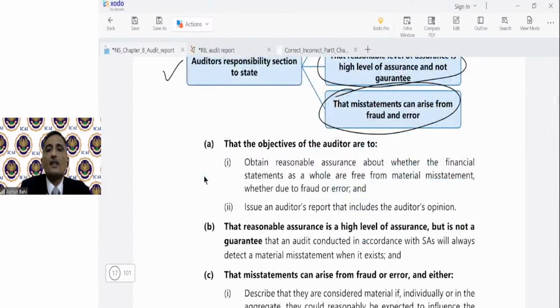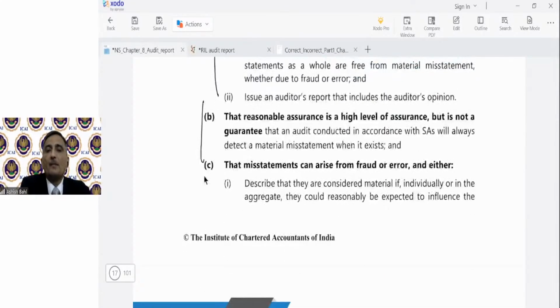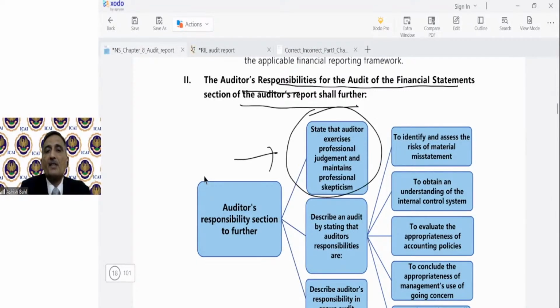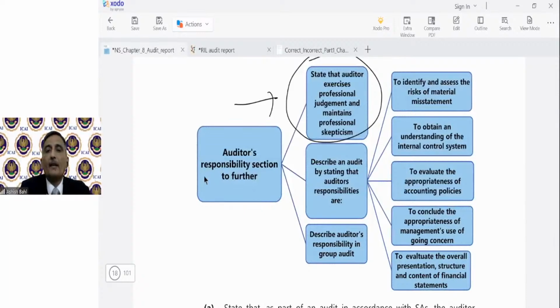So again the explanation, these are the same things which we have just seen. The objectives of auditor, reasonable assurance, misstatements can arise from fraud or error. And the second, he would also state the auditor's further responsibilities. So basic responsibilities and further responsibilities. State that the auditor exercises professional skepticism and professional judgment. Describe an audit stating the auditor's responsibility. Describe auditor's responsibilities in group audit when consolidated financial statements are prepared and auditor expresses his opinion on CFS.